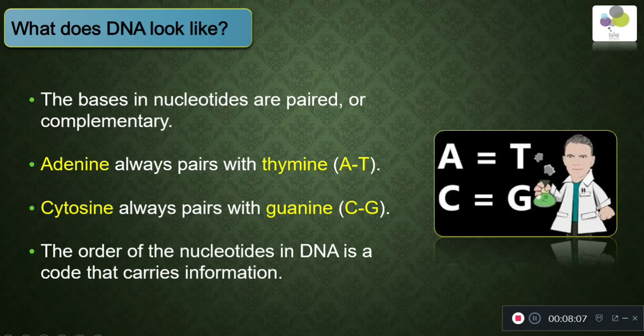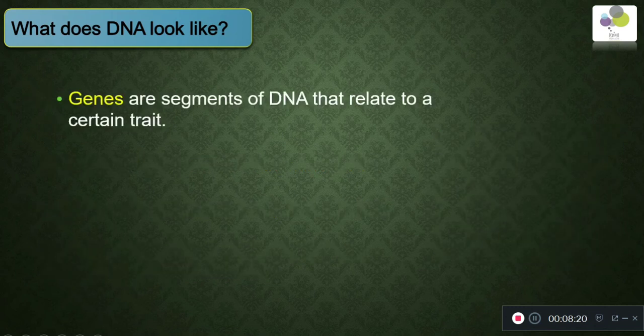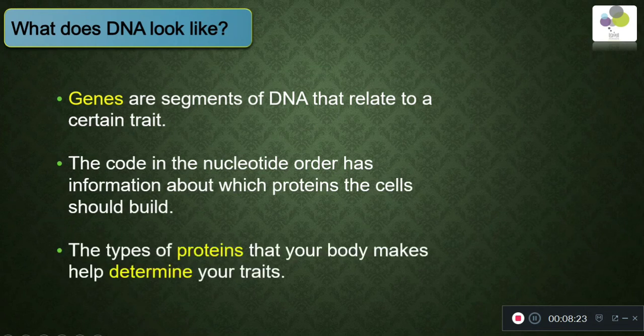Okay, these orders, guys, the nucleotides beside each other make an order. This order makes a code, guys. This order of nucleotides in the DNA is a code that carries the information needed for certain activities. From the previous lesson, guys, we know that genes are segments of DNA related to certain traits. So they have a code, and this code can be read by a certain structure inside the cell called the ribosome, which needs it to make certain proteins. Okay, so the code in the nucleotide order has information about which protein the cell should build.